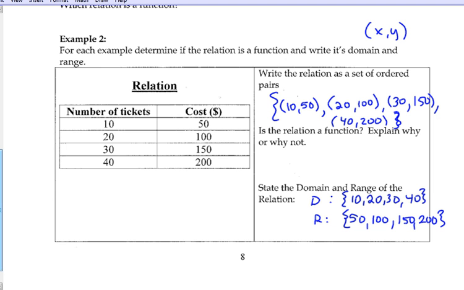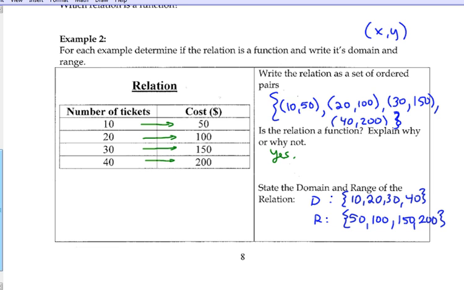Now, the million dollar question. Is this a function? Why or why not? If you think it's a function, put your hand up. If you think it's not a function, put your hand up. If you have absolutely no idea, put your hand up. Okay, so why or why not is this a function? The answer is yes.